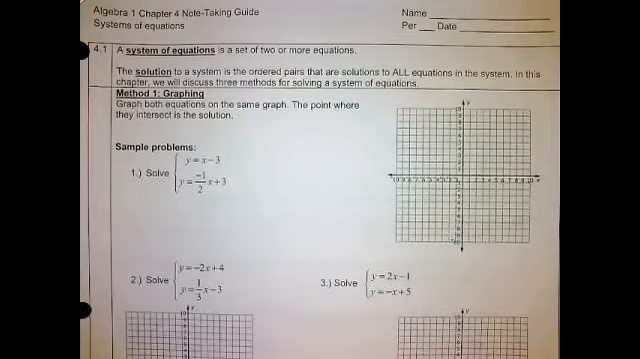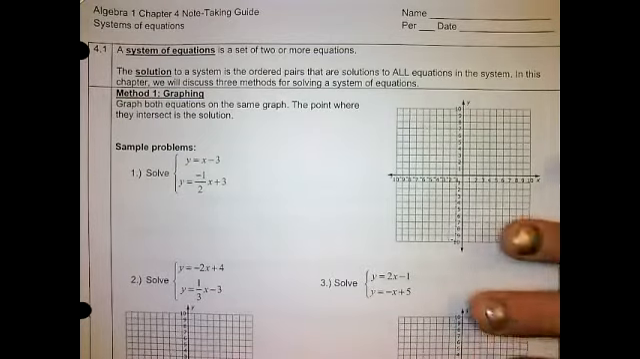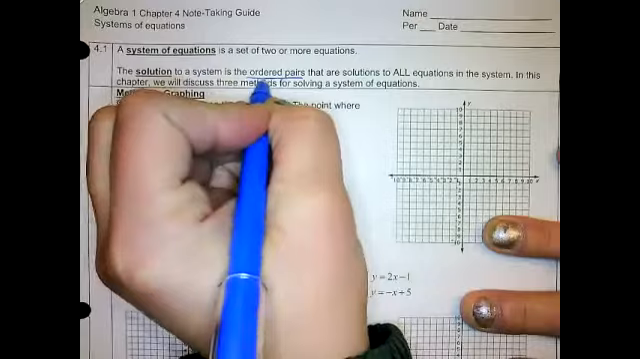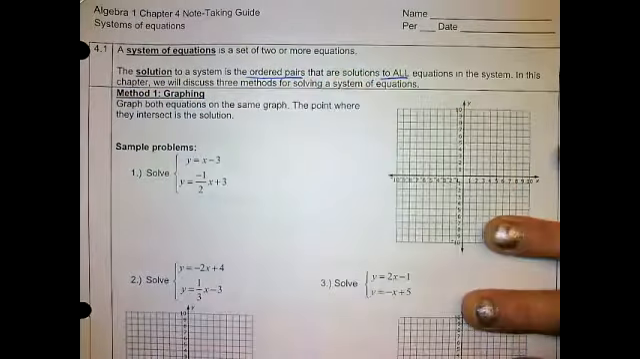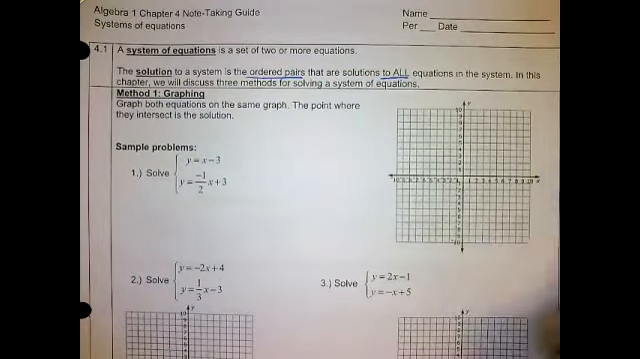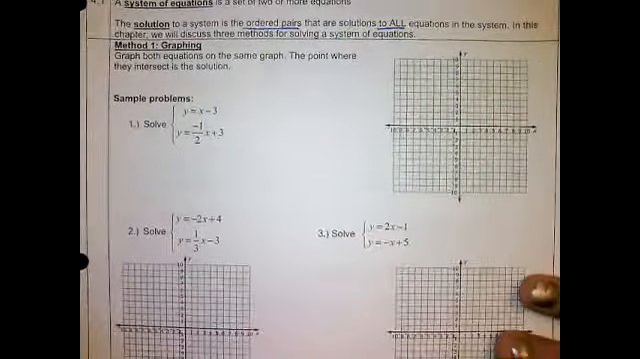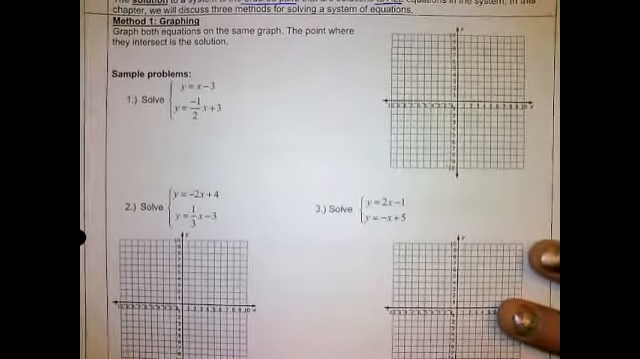So a system of equations, first off, is a set of two or more equations. When we're looking for a solution to a system, we're looking for an ordered pair that works for all equations. In other words, we're looking for a point on a graph where the graphs of the equations touch. So our first method to find solutions is going to be graphing.